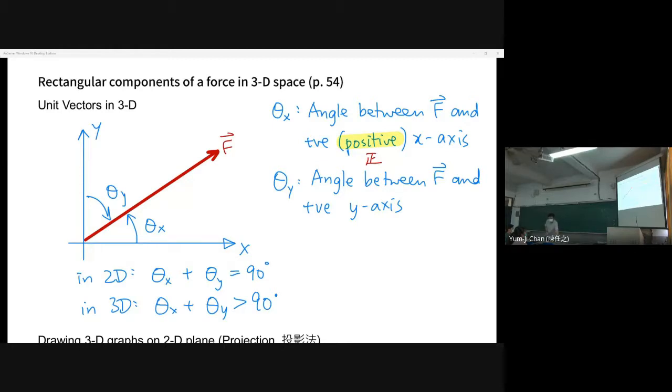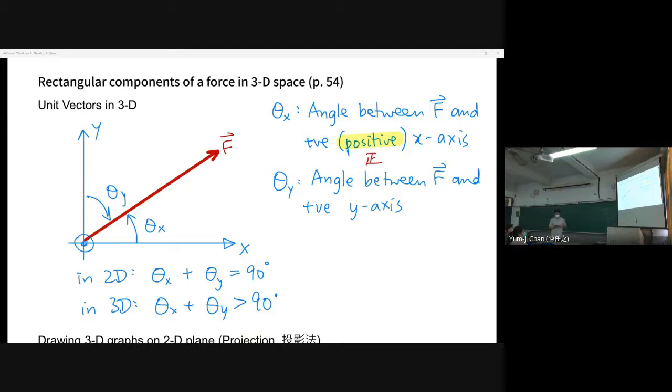So now you can play around with this. You can take a look at the little piece of paper there. Of course this is larger than 90 degrees, but what does it equal to? We don't know yet.